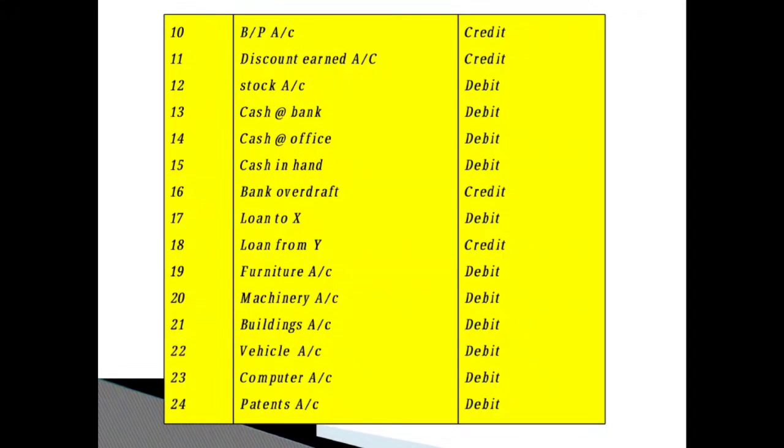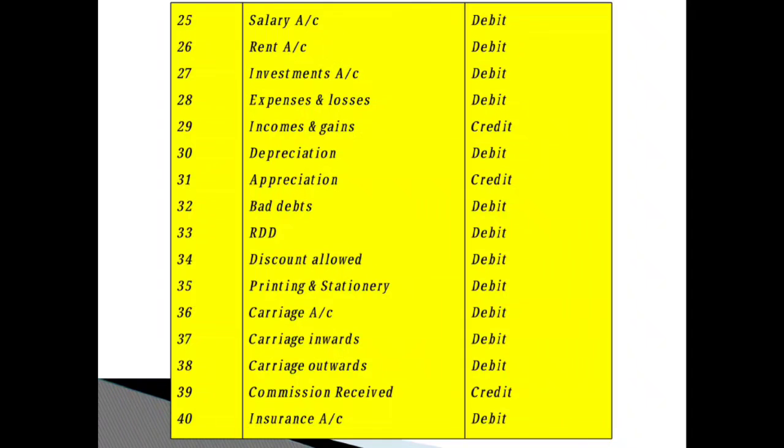Computer account, it is an asset, debit balance. Patents account, it is also an asset. Tangible, intangible asset it is, okay, so debit balance it shows. The next you have salary account. Salary account means expenses, so it will be debited, which shows debit balance.